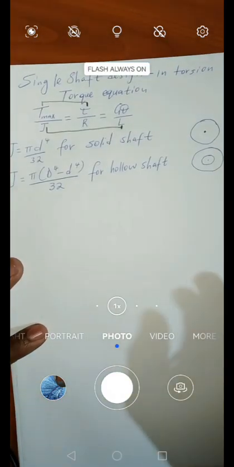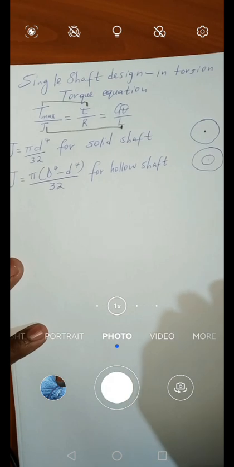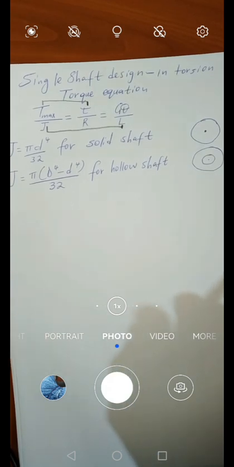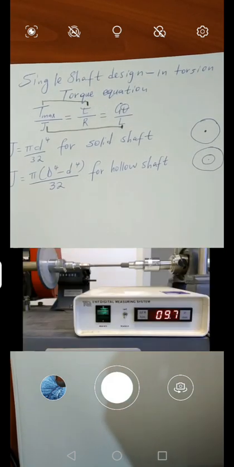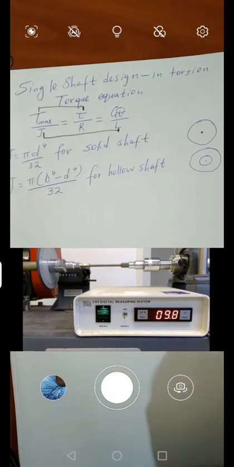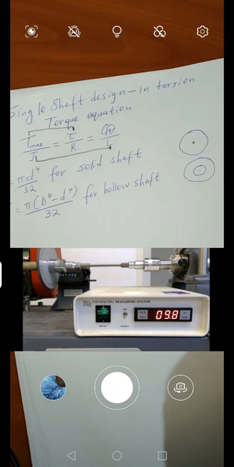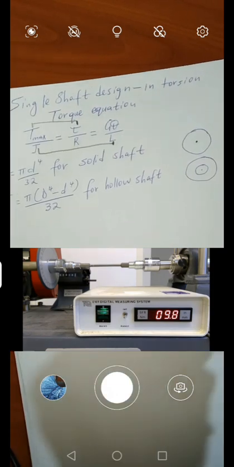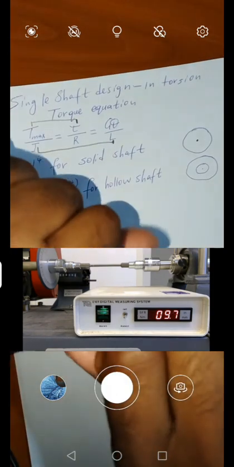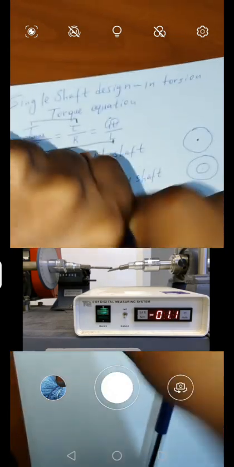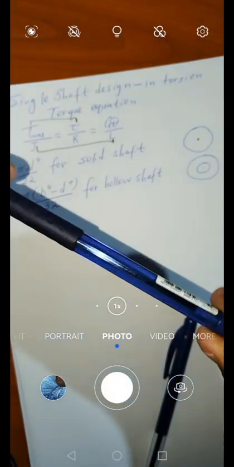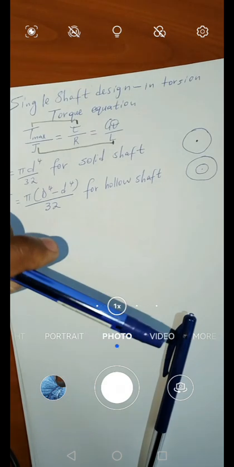Today we will be discussing, or checking, how to design a shaft in torsion. So torsion, we're just referring to twisting. So when you do this to this pen, this pen will be in torsion.